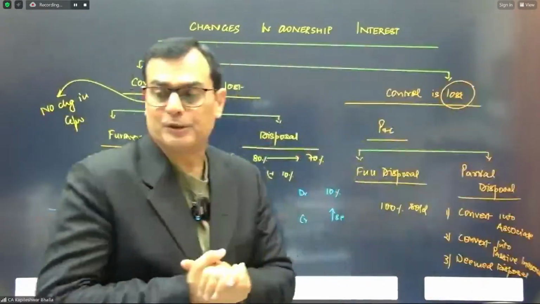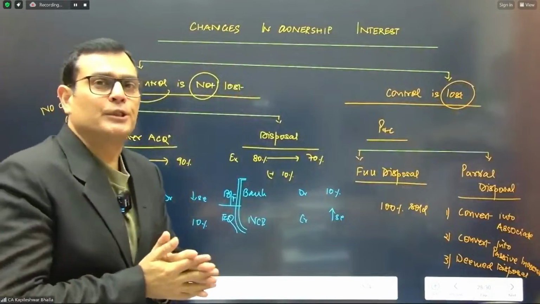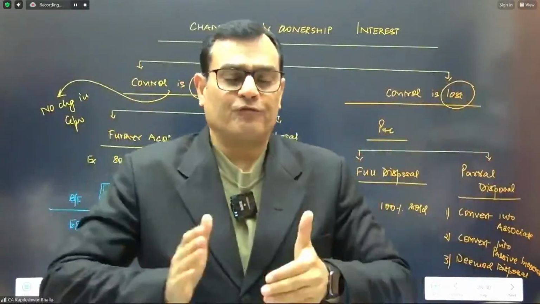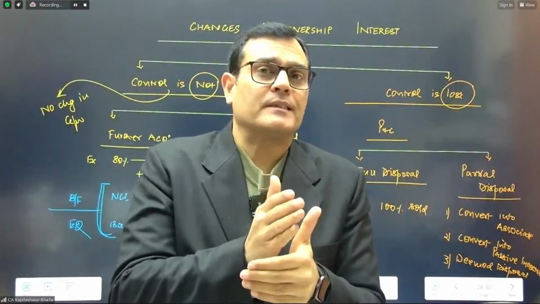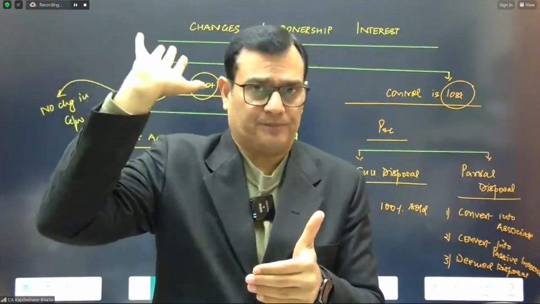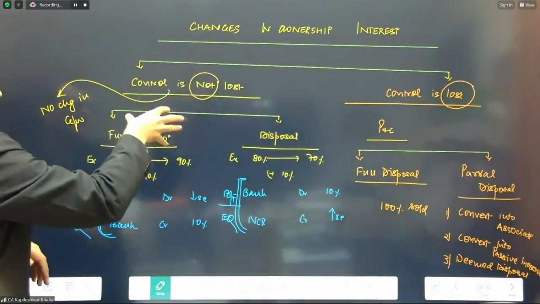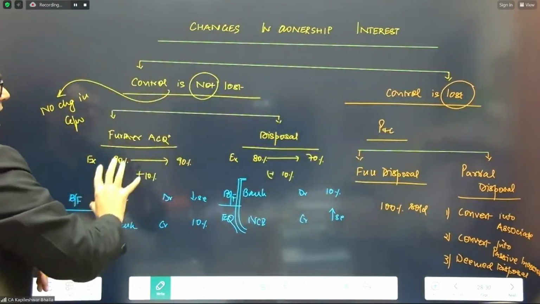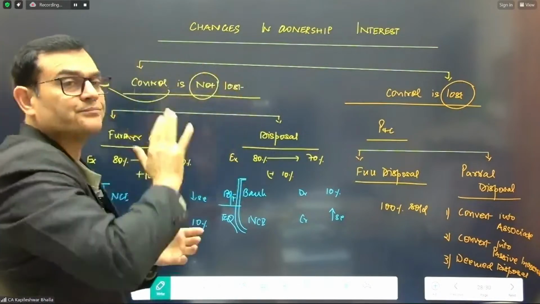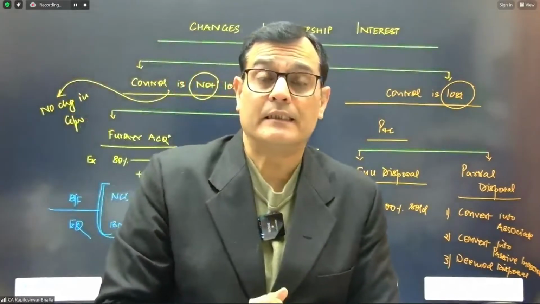Let me consolidate the picture. When you're going to see a question on the changes in the ownership interest, your focus needs to be very clear. Is it resulting in the control being continued or is the control lost? If the control continues, just see that is it a further acquisition or a disposal. Accordingly, NCI debit or credit, bank debit or credit, simple. And whatever is the gain or loss is going to be taken directly in equity.